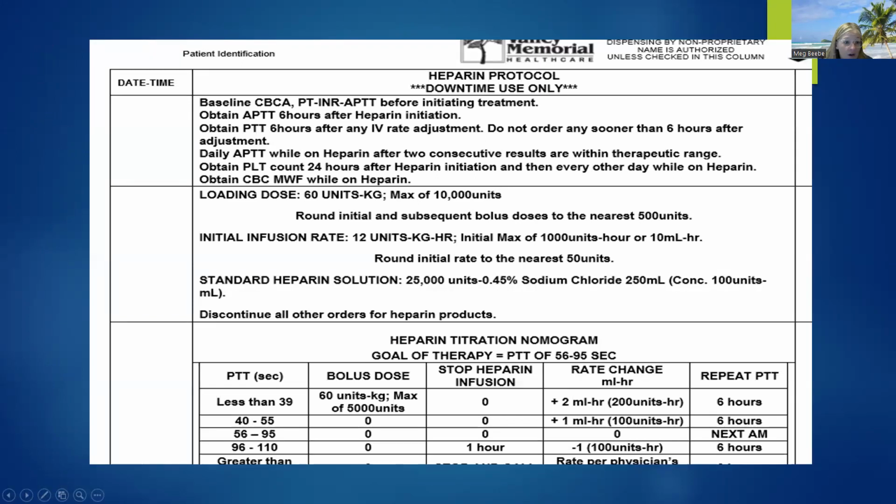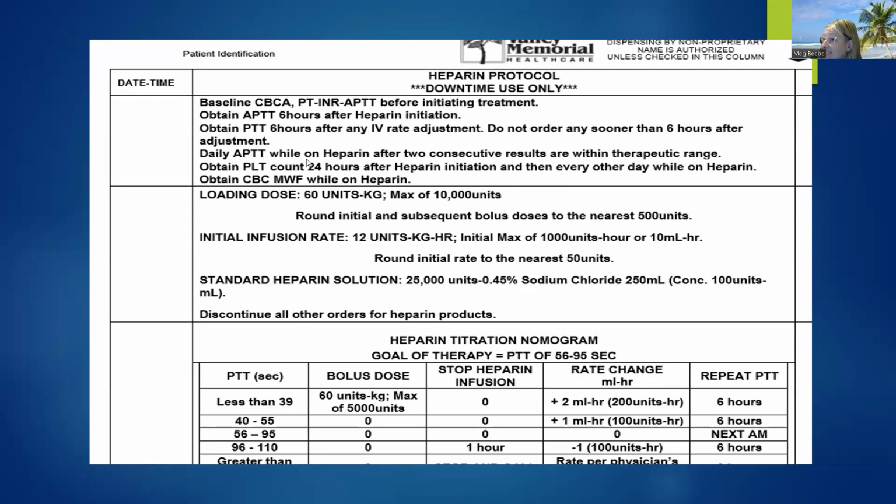On this next slide, we're going to take a look at some standing orders from one of the facilities that we go to. We have here a heparin protocol, downtime use only. This generally at this point is going to be in your EMR, but these are the labs you're going to be drawing for a patient before starting them on heparin. You've got a CBC, PT, INR, APTT before initiating treatment. The APTT is going to be done in this protocol 6 hours after the heparin is initiated. The PTT 6 hours after IV rate adjustment, and do not order any sooner than 6 hours after adjustment.